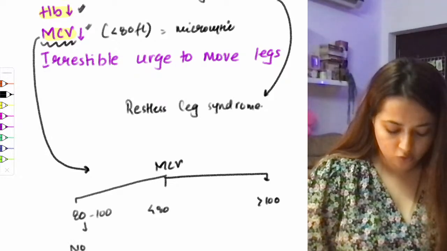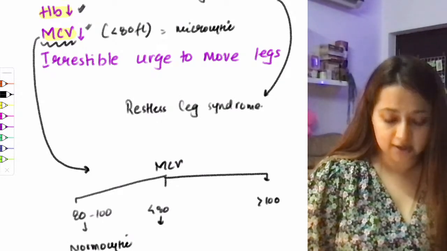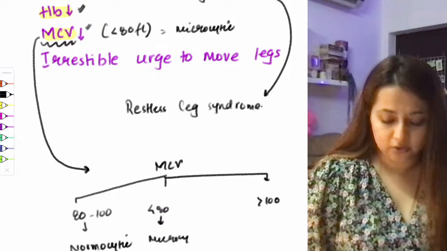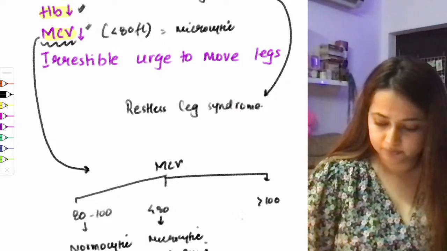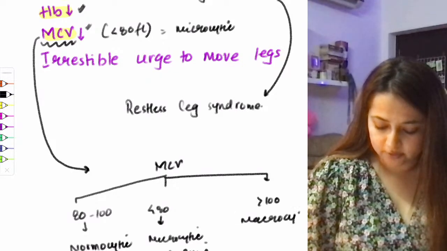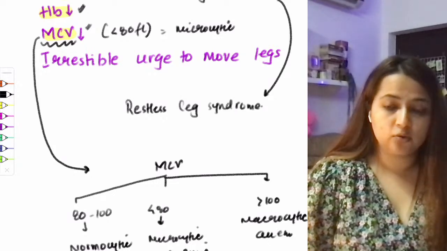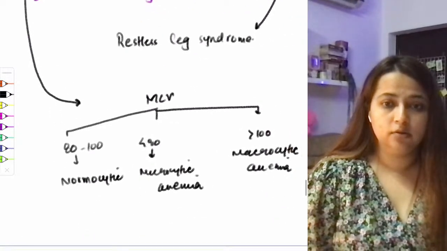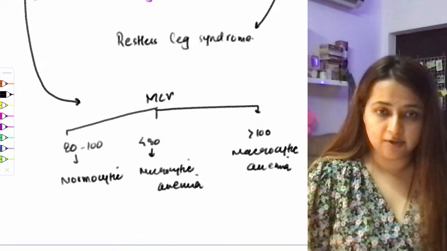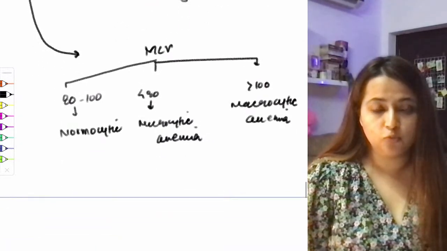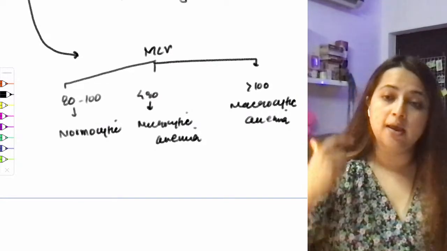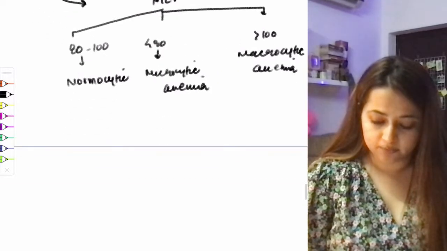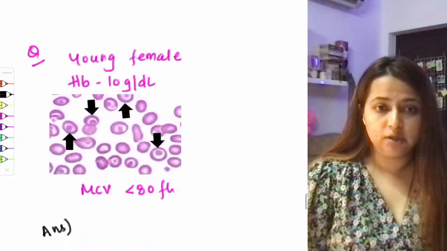So 80 to 100, this is normocytic anemia. Less than 80, microcytic anemia. More than 100, macrocytic anemia. Okay. So this is how you usually divide the anemias based on MCV. Normal MCV is 80 to 100. And iron deficiency anemia shows microcytic hypochromic type of anemia. Okay. Moving on to the next scenario.